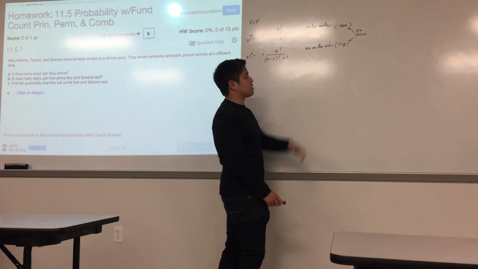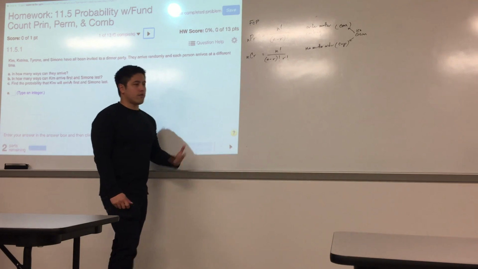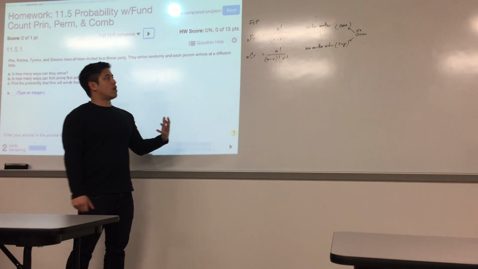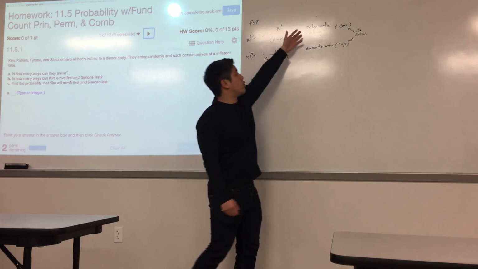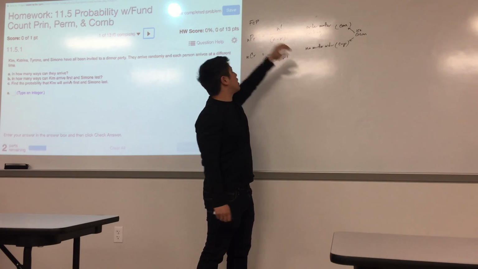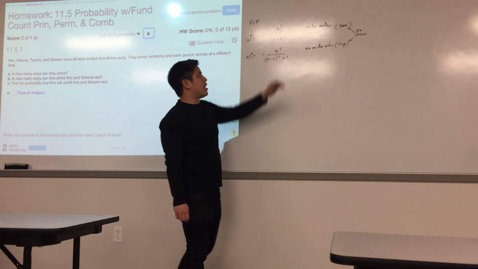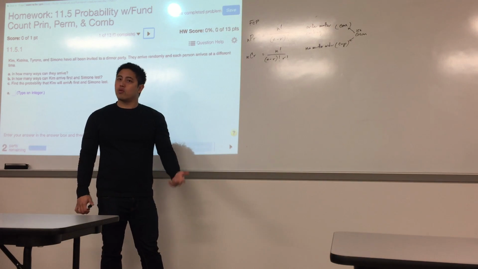You don't have to think about it that way. If it doesn't resonate with you, it doesn't really matter. Find something that will help you remember. Maybe just knowing that, hey, order matters. If I see a ranking, I'm dealing with permutations. And then if I don't, then I'm dealing with combinations.